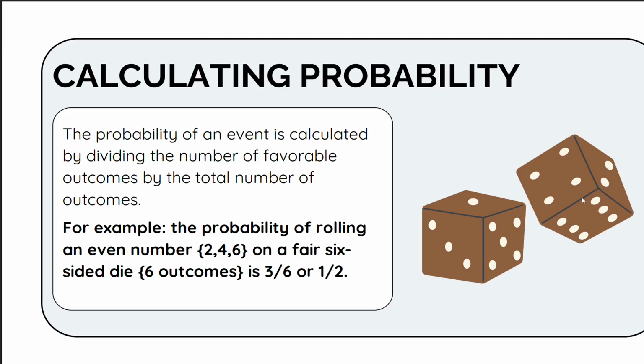One of those can come out. But how many total outcomes can come? 3 plus 3, 6. So 3 divided by 6, or 1 divided by 2, is called the probability. This is how we calculate it.